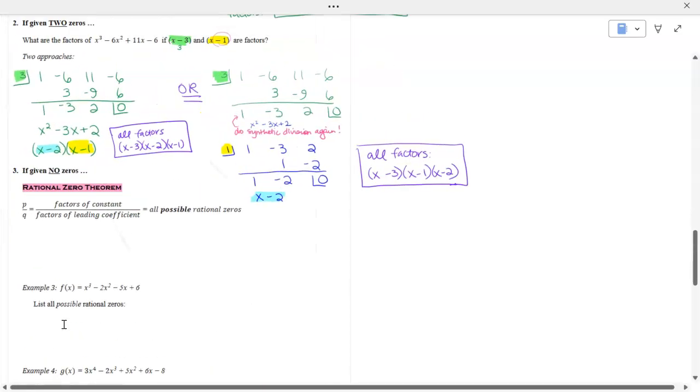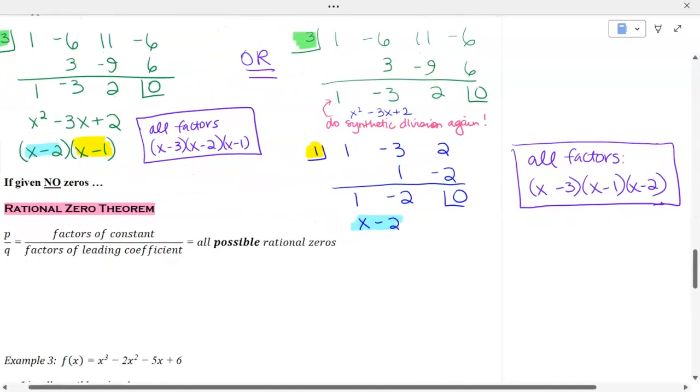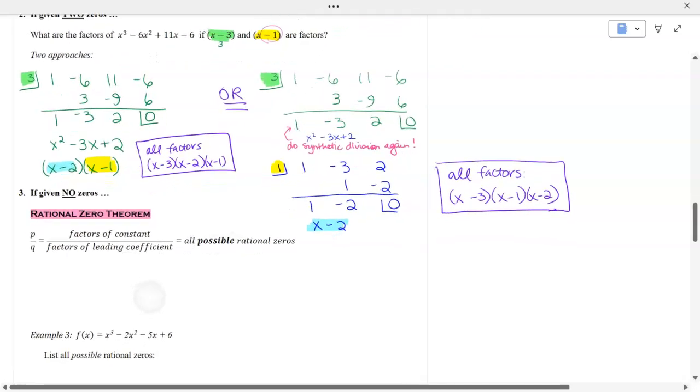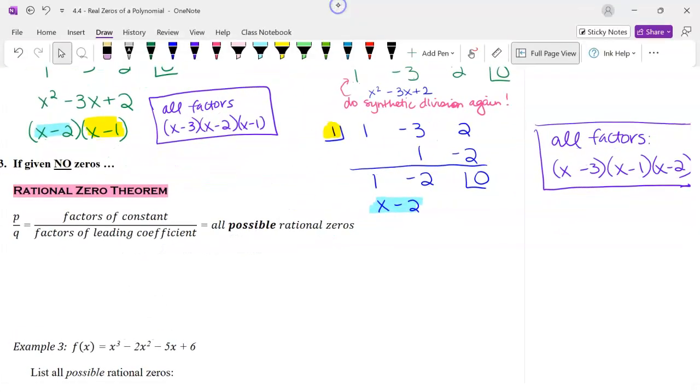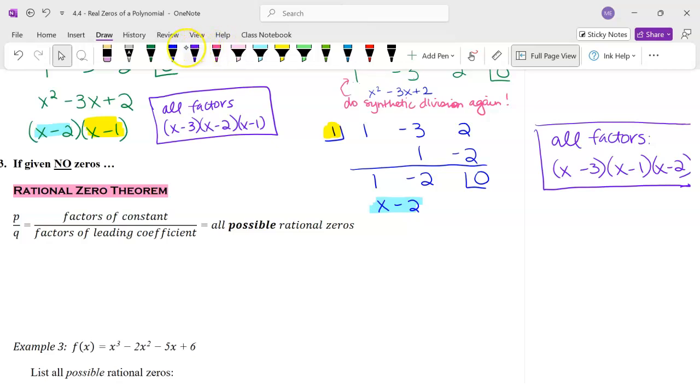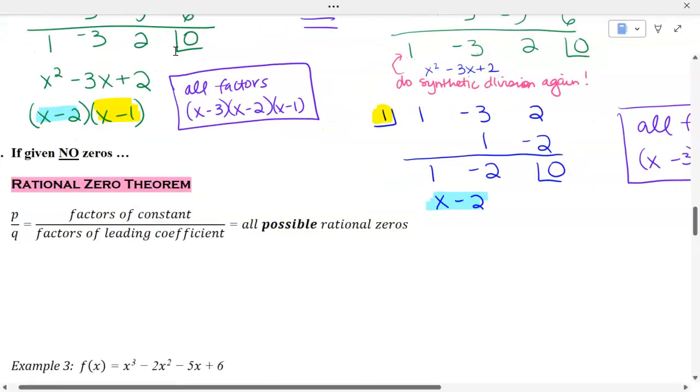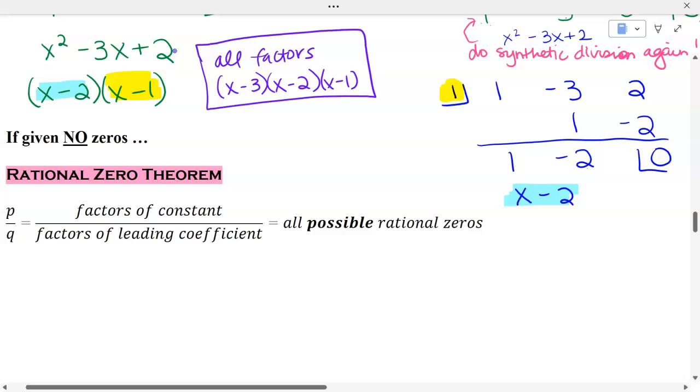So in the previous examples, we found all the factors when we were given one or two factors, but now what happens when we aren't given any factors? What we first need to learn about is the rational zero theorem. What it does is it helps us figure out what could possibly be the zeros given the polynomial, and we use that to find the actual zeros. So really, we want to use these to find the possible zeros.